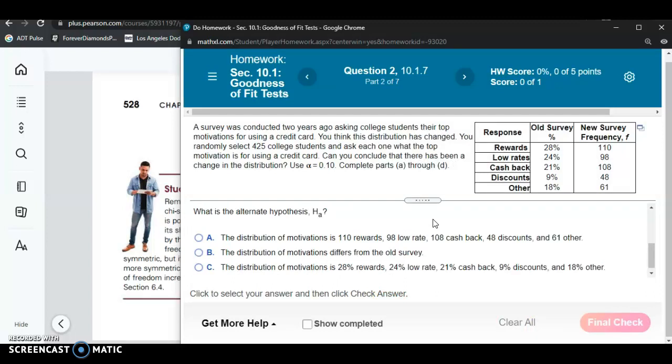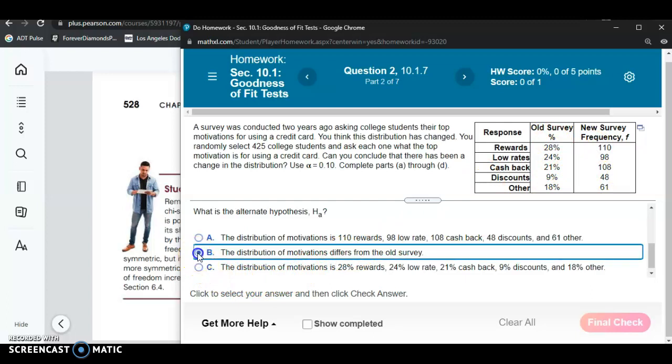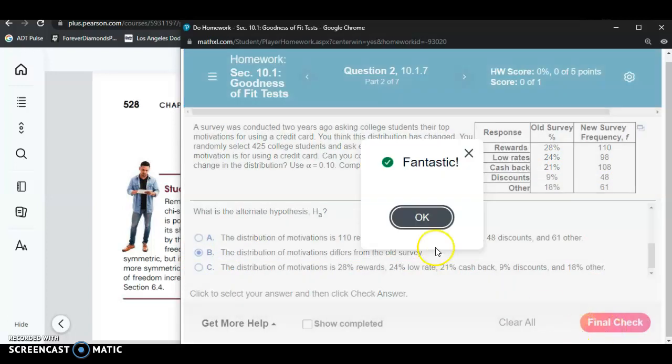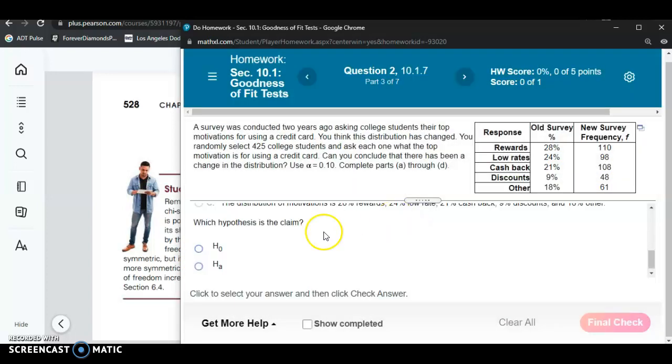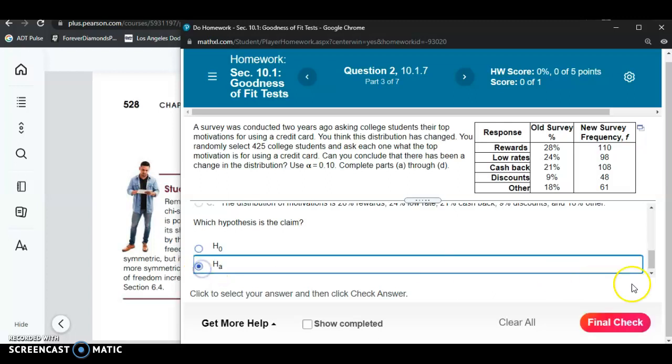And then what is the alternative hypothesis? It is that the percentage or proportion of students whose top motivation is rewards, low rates, cashback, or discounts has changed. So these proportions have changed, or it is different from the old survey. So that'd be the alternative hypothesis. And then which one of these two is the claim? It would be the alternative hypothesis.